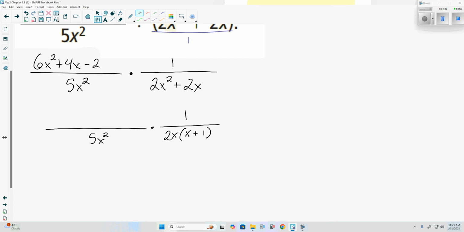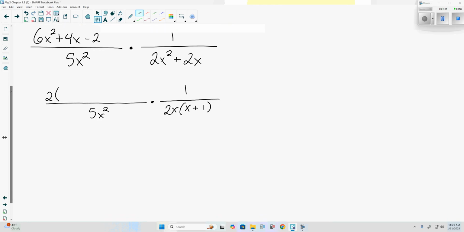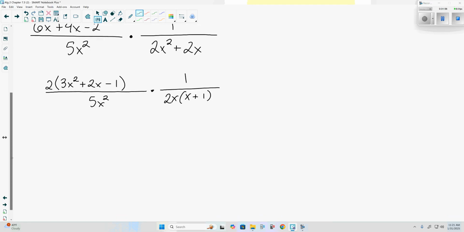Now we look at the numerator. 6x squared plus 4x minus 2. Is there a greatest common factor between 6x, 4x, and 2? Because they're all even numbers. And if we factor that out, 6x squared is going to become 3x squared. 4x is going to become 2x. And our negative 2 is going to become negative 1.